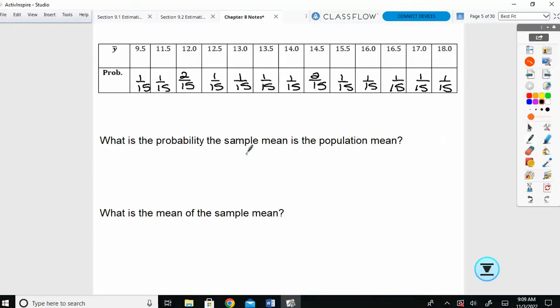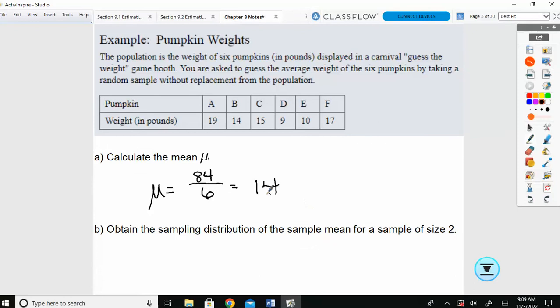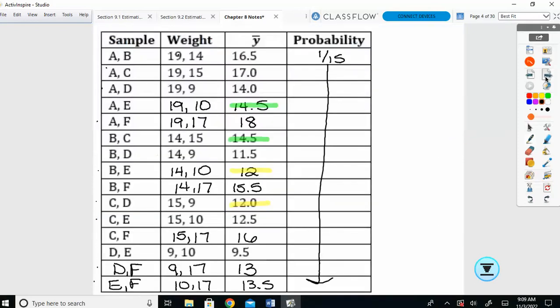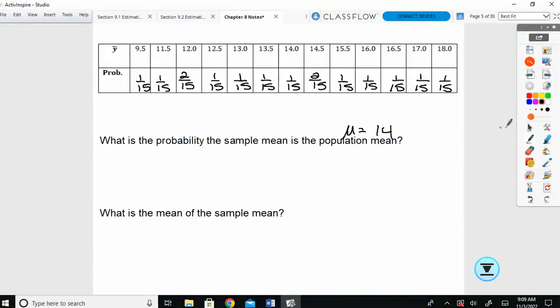All right, so here's a question. What is the probability that the sample mean is the population mean? What did we find for our population mean when we actually worked it out? At the very beginning, the actual average weight was 14 pounds. So what's the probability that we get 14 pounds from our sample? 1 in 15. So there is only a 1 in 15 chance that you will take a group of 2 pumpkins and get the right mean.